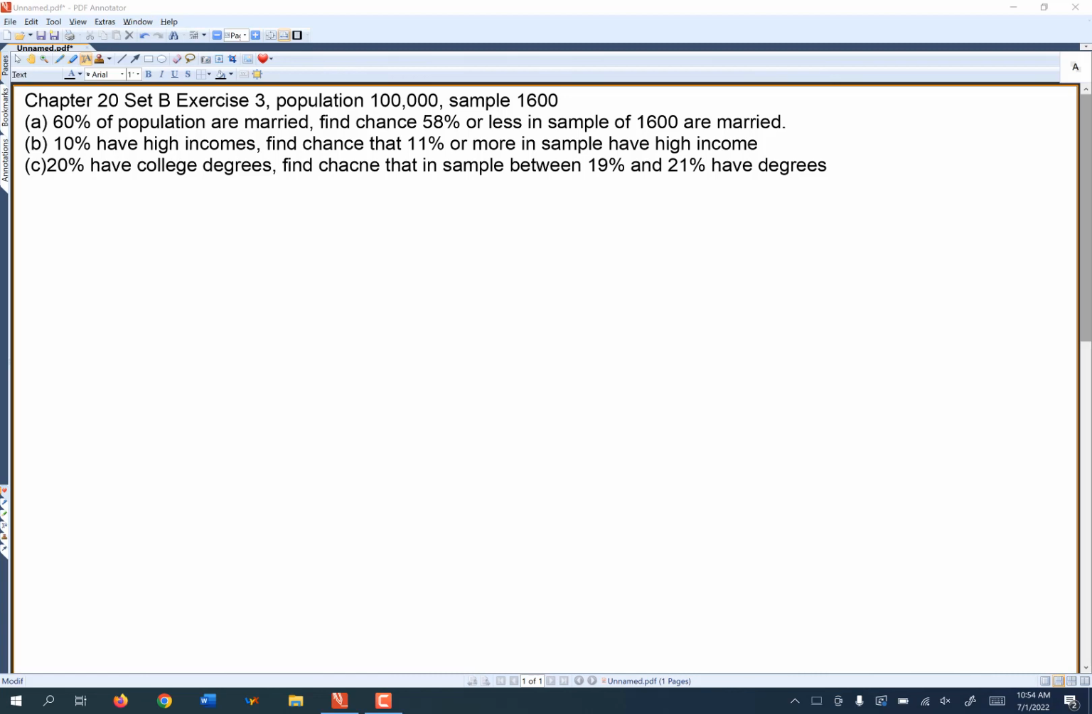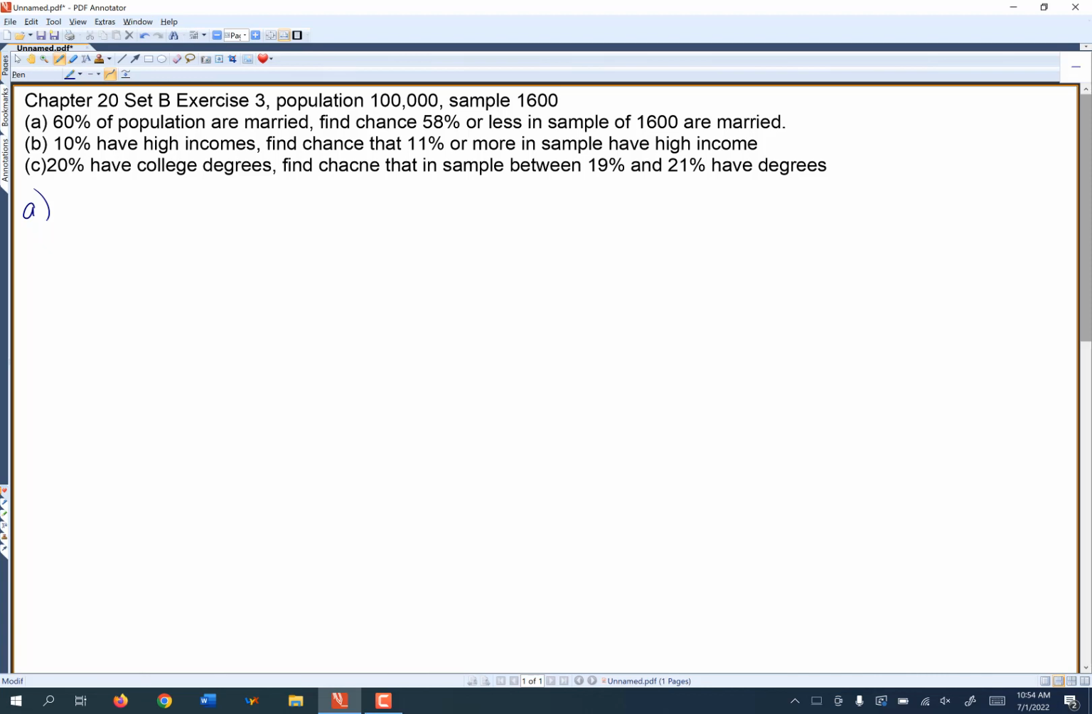So in part A, basically it told us up above that 60% of the people are married, and we want to find the chance that 58% or less in the sample of 1,600 are married. Now, first of all, you notice it's talking about percentages, so we have to use all of our formulas for percentages. Now, it also says find the chance. Anytime it's saying find the chance for a percentage, you know that you're going to be doing our box models and all the things we've learned how to do about box models.